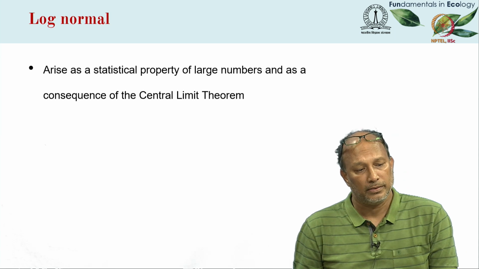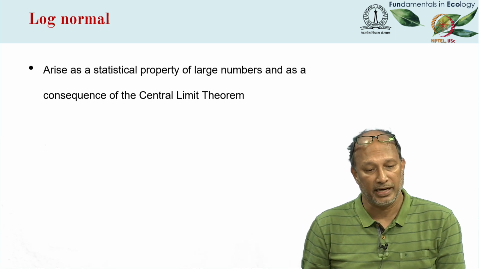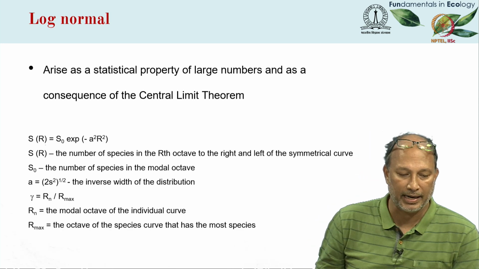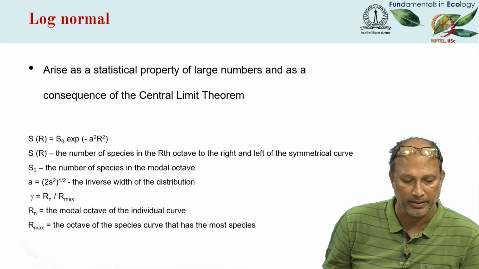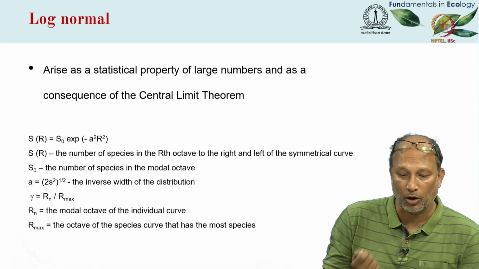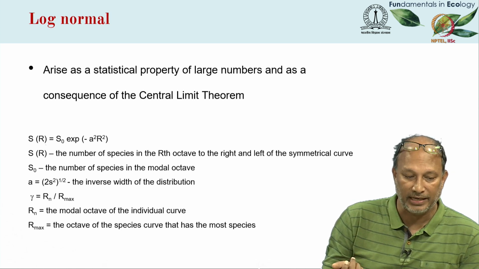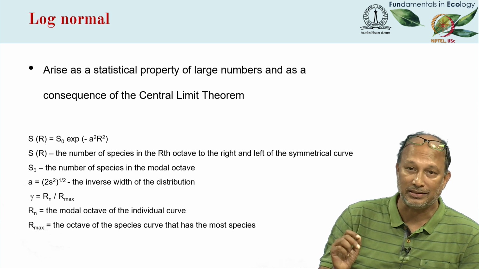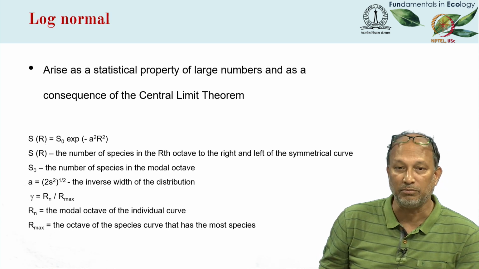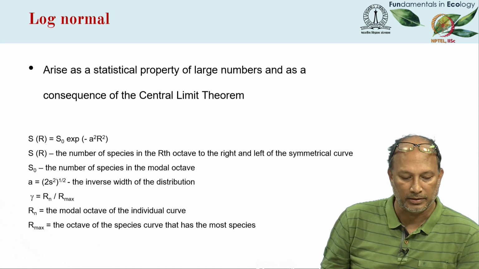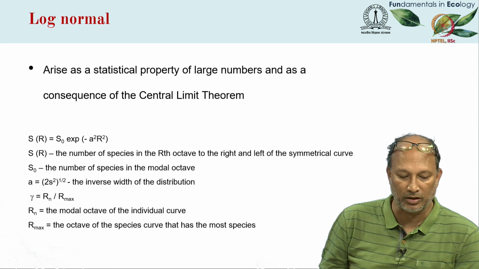It's believed that the log normal may arise as a statistical property of large numbers and a consequence of the central limit theorem, and is given by the following equation, which we won't go into detail, but the things to remember here are that SR, the number of species in the rth octave to the left and right of the symmetrical curve, is given by this equation, where S0 is the number of species in the modal octave. We also have the modal octave of the individual curve that I'll show you in a second.